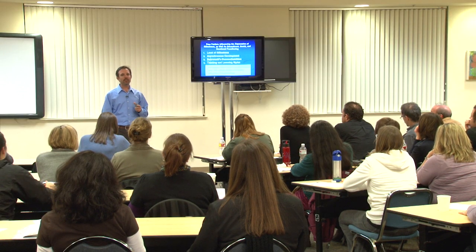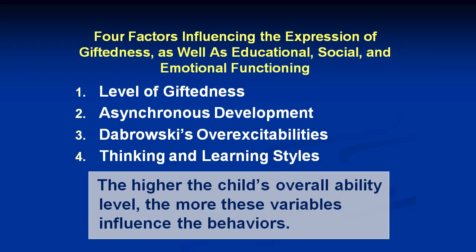So there are 4 major factors that we're going to talk about tonight that influence what giftedness looks like in an individual, as well as their educational, social, and emotional functioning. There's level of giftedness. We're going to talk about what it means to be moderately high, really high, what that looks like and what the implications are. Asynchronous development, as we just discussed. Overexcitabilities. We're going to talk about Kazimierz Dabrowski's overexcitabilities, and then finally thinking and learning styles.